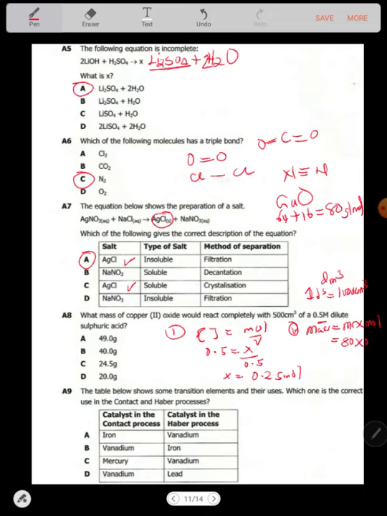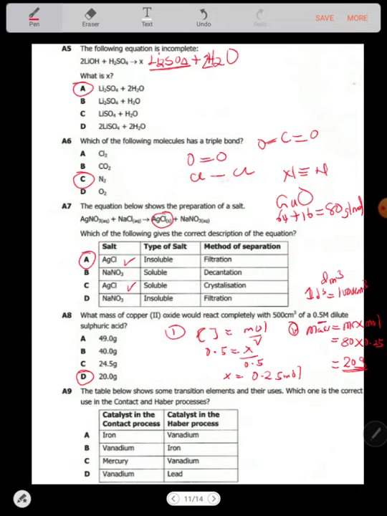So we are saying 80 times 0.25. That will give you 20 grams, and the answer becomes D. So this is more concept. They gave you this information so that you can find the number of moles, then use this molar mass and mole equation to find the mass. Don't feel scared.